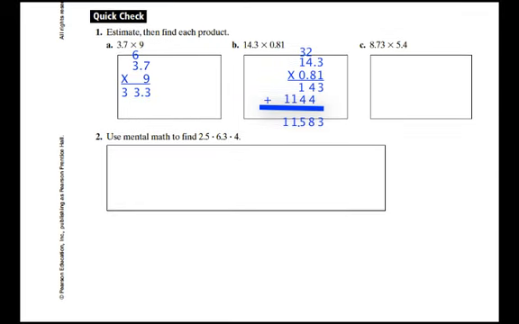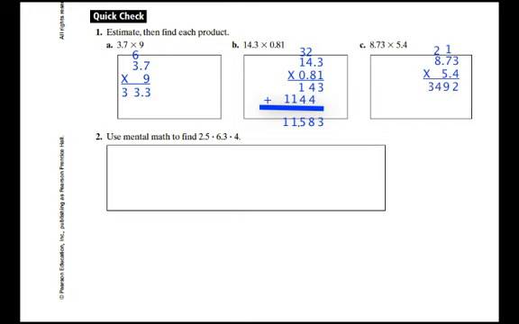Write down the problem and line the numbers up on the right. We're going to start by multiplying by 4. 4 times 3 is 12. Record the 2, carry the 1. 4 times 7 is 28, plus 1 is 29. Record the 9, carry the 2. 4 times 8 is 32, plus 2 is 34. Record the 34. Now we're ready to multiply by 5.